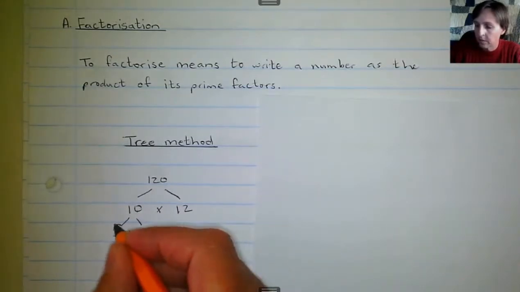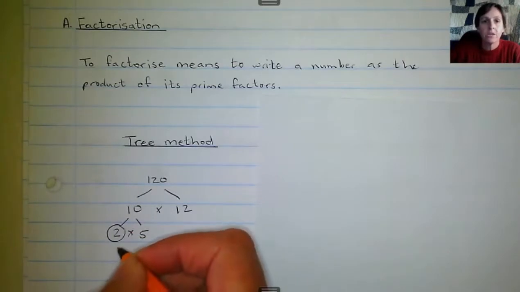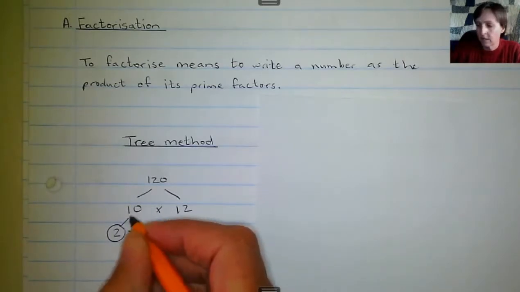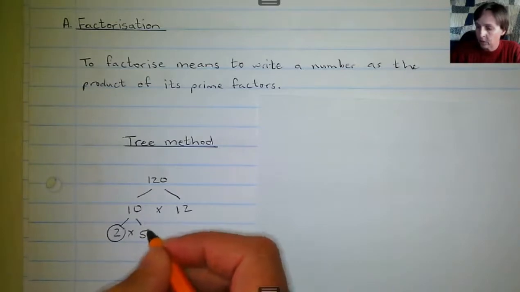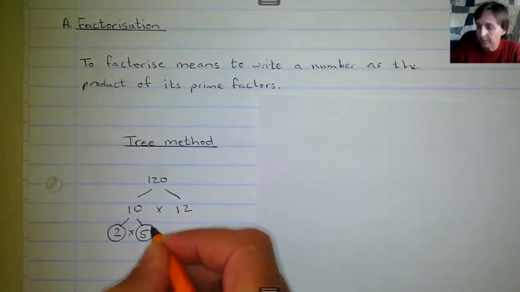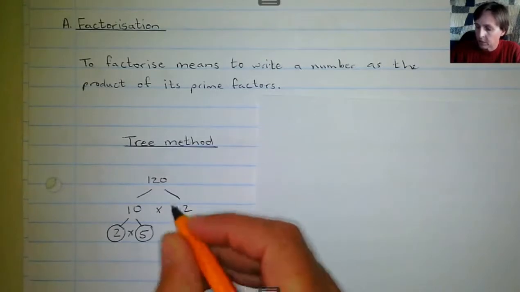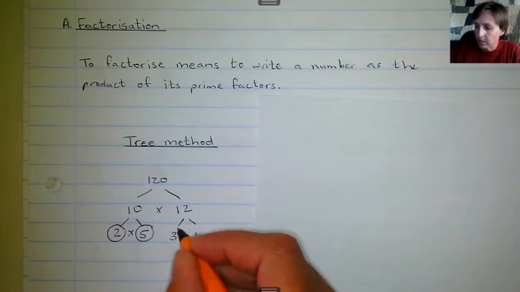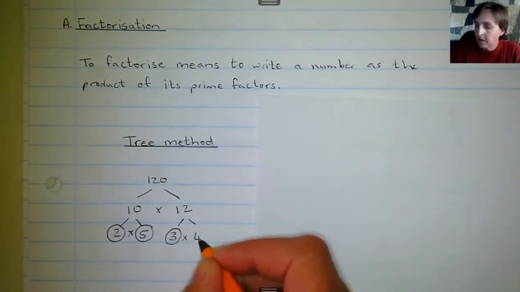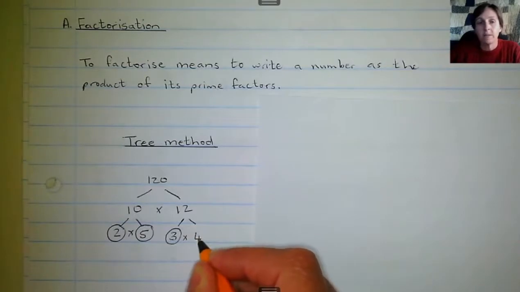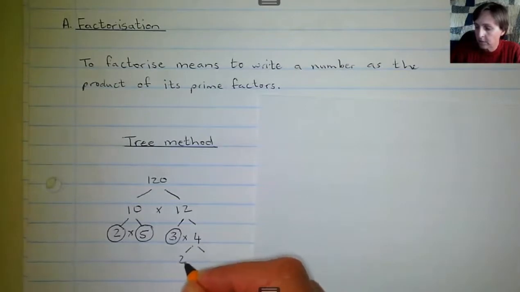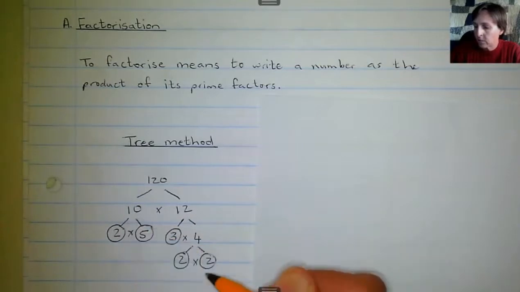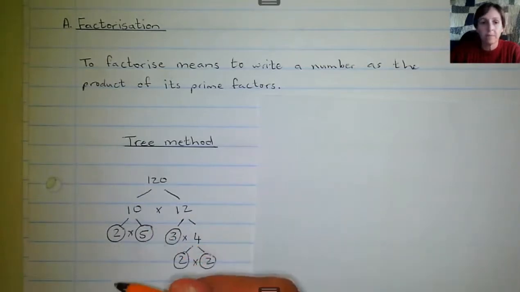Alright, now 2 is a prime number, and as soon as I write a prime number down, I circle it, then I know that that is a prime factor and I've reached the end of this branch. 5 is also a prime number, so I can circle 5 as well. 12 I know is going to be 3 times 4, for example. 3 is a prime number, so I'm going to circle it. 4 is not a prime number, that means I can factorize it even further. So if I factorize 4, 4 is 2 times 2. And the 2's are both prime numbers. Okay, so now I've ended each branch with a prime number.